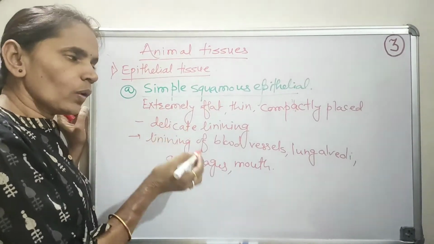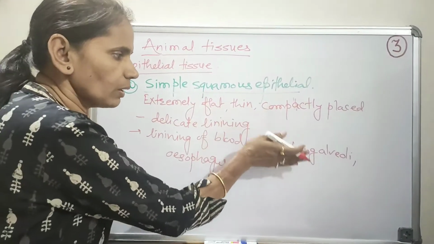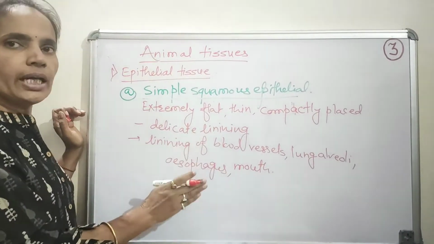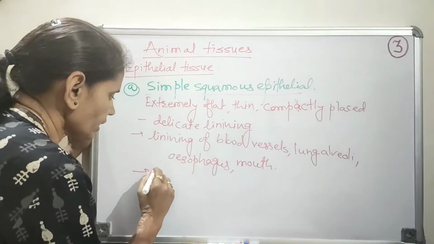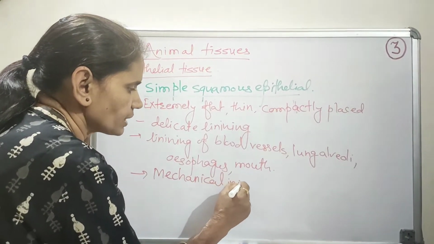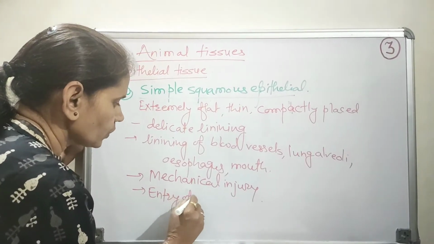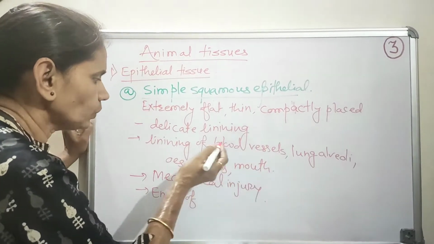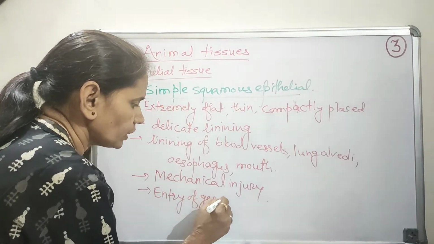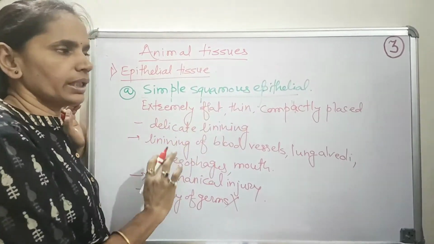Now what are its functions? It has a protective role: it protects these organs from mechanical injury, and it prevents the entry of germs. Through these passages, through the mouth and other organs, there may be entry of germs. So the entry of germs is prevented by this simple squamous epithelial tissue.